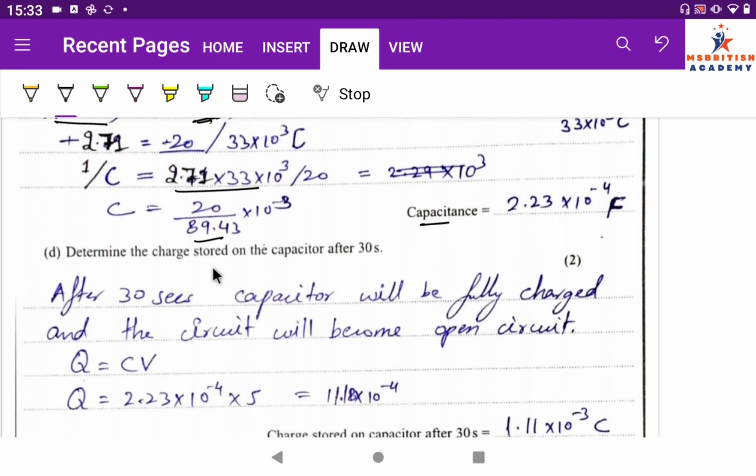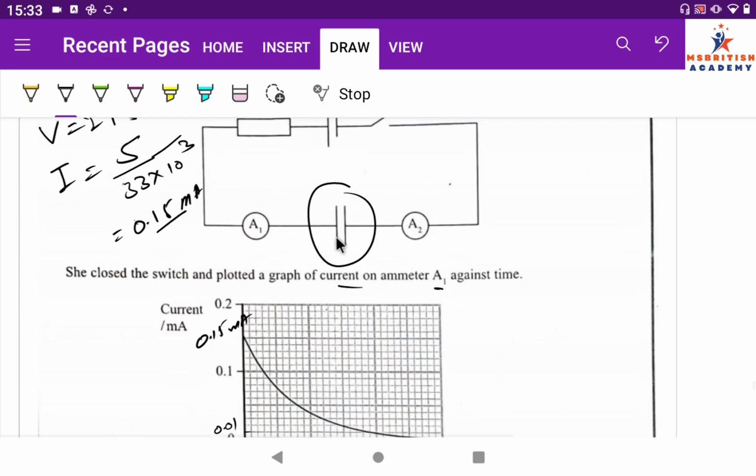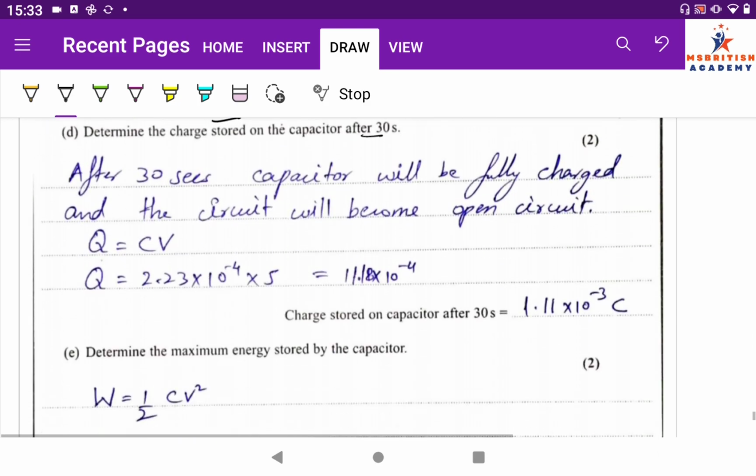Now determine the charge stored on the capacitor after 30 seconds. After 30 seconds, how much charge will be stored? After 30 seconds, the capacitor will be fully charged and the circuit will become an open circuit. No current will pass through, so it will behave like an open circuit.